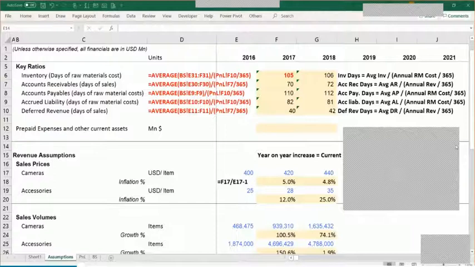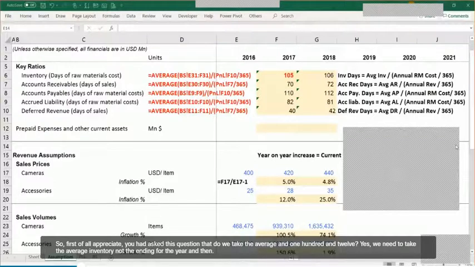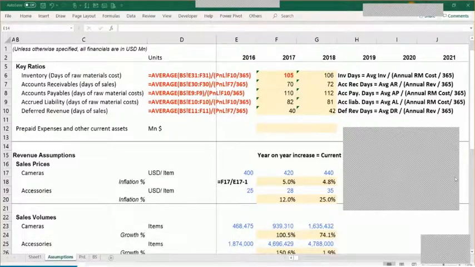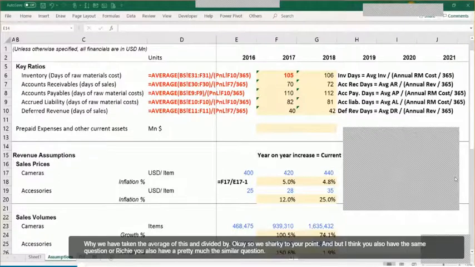First of all, Abhishek, you had asked whether we take the average of 60 and 112. Yes, we need to take the average inventory, not the ending or year-end inventory. Now the practical logic for why we've taken the average of this and divided by the raw material cost. Okay, so Vishaki, to your point, and Prachi, I think you also have the same question, or Richie, you also have a similar question.